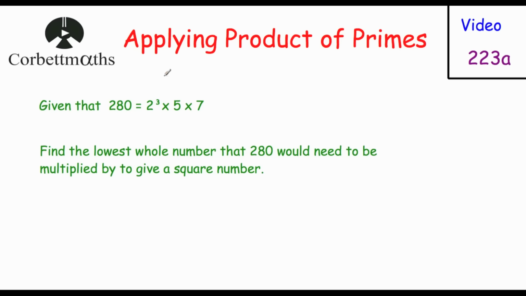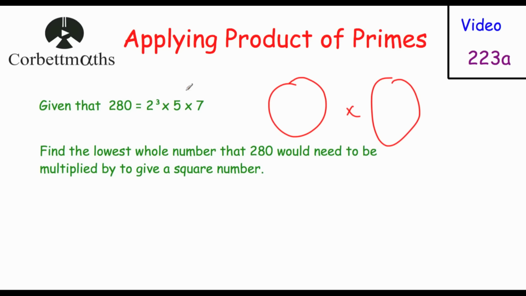Okay, our next part. Now we can also use product of primes to find square numbers and cube numbers. So for instance, if we knew that 280 was 2 cubed multiplied by 5 multiplied by 7, and we were asked what the lowest whole number is that 280 would need to be multiplied by to give a square number, what we can do is consider what a square number is. A square number is a number multiplied by itself.